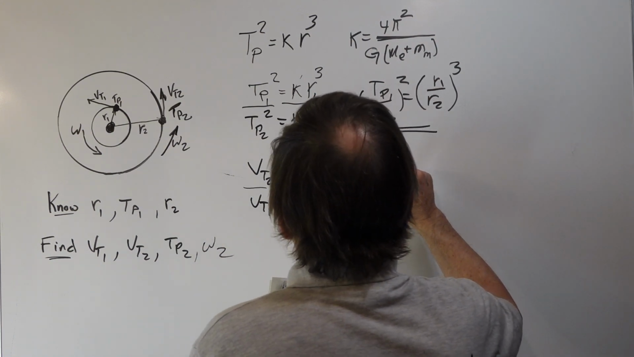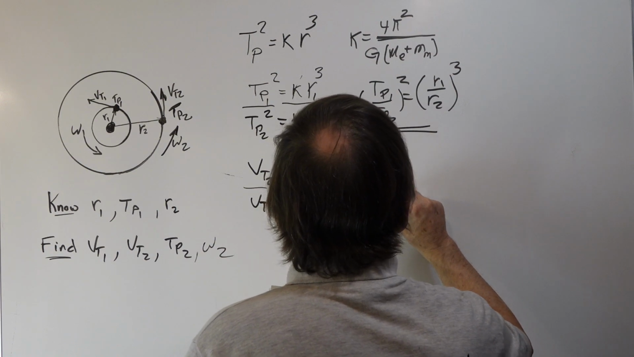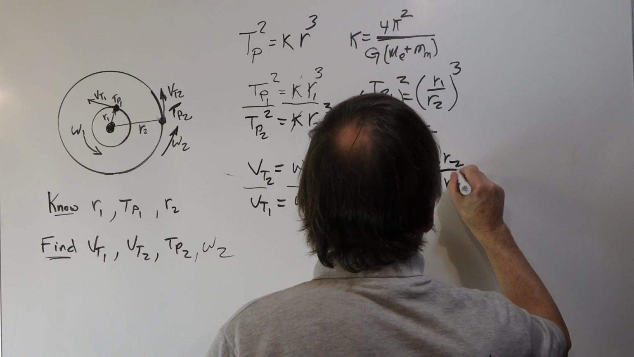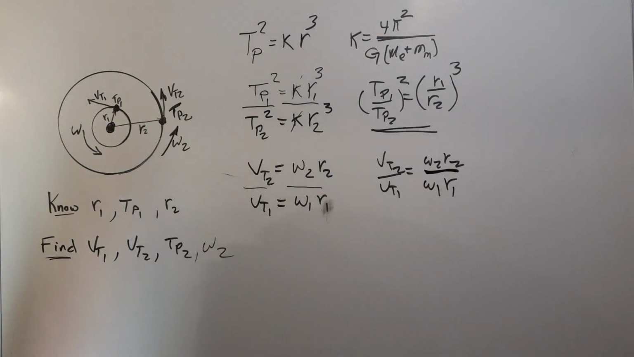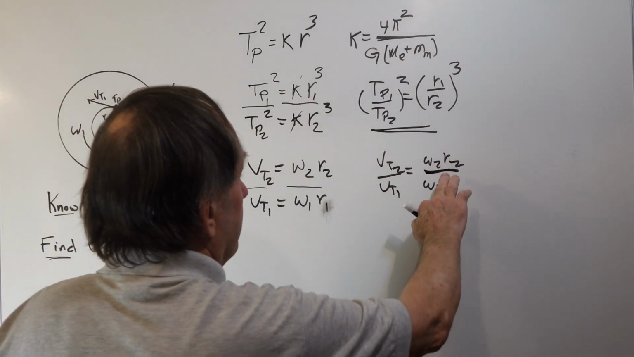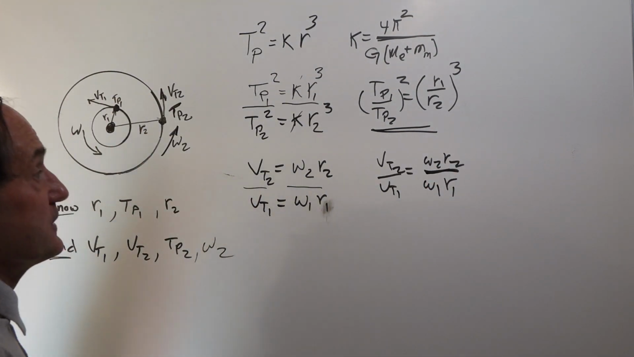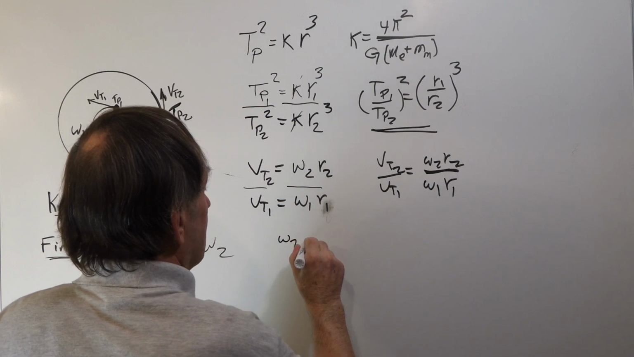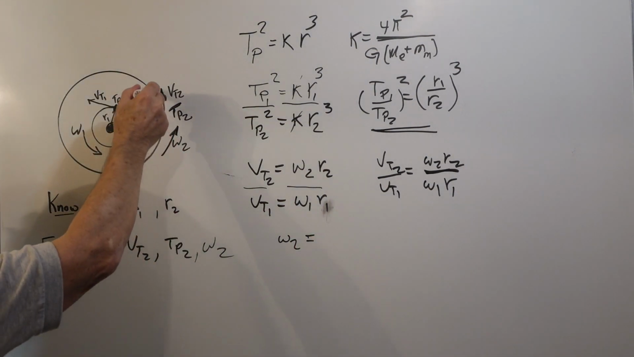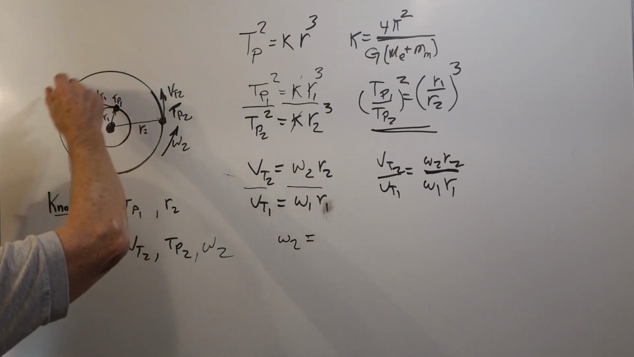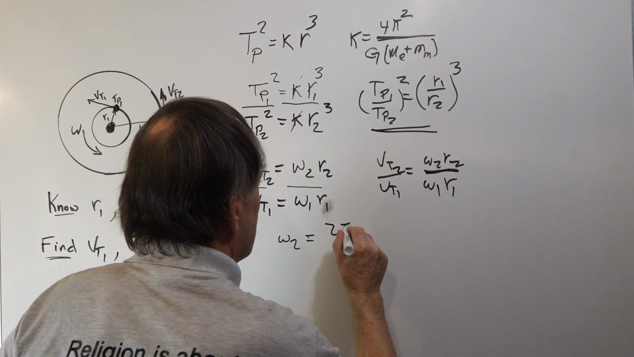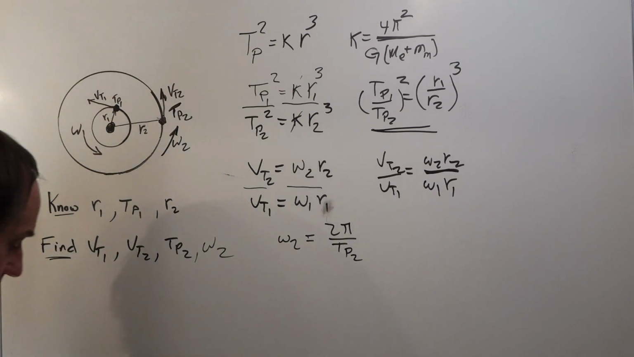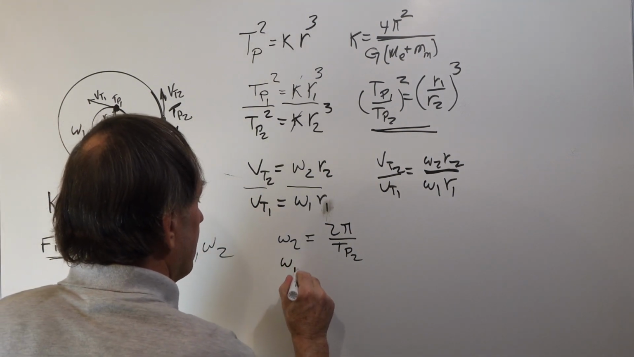And we get that Vt2 over Vt1 is equal to omega 2 R2 over omega 1 R1. Now, we can get a relationship between the omega 1s and omega 2s in terms of the orbital periods, because the angular velocity is nothing more than the circumference of the circle in radians, which is 2 pi radians, divided by the orbital period. That is the angular velocity. And likewise, we can do this for omega 1.